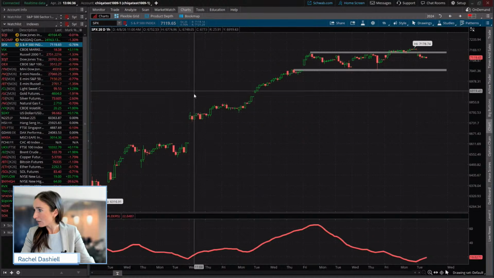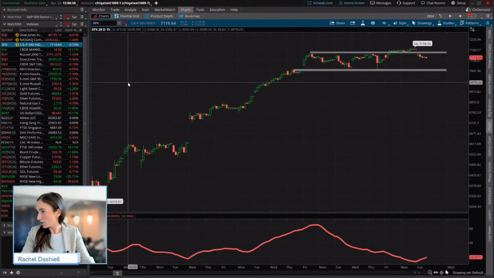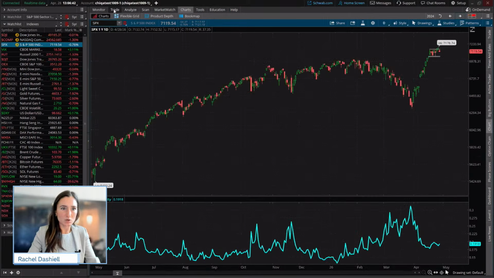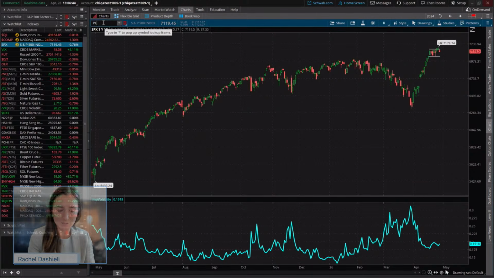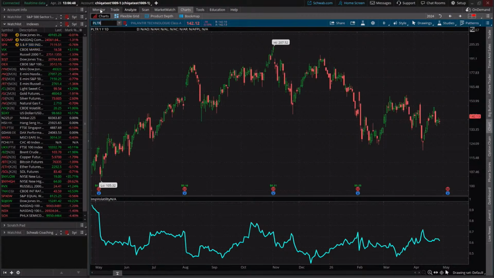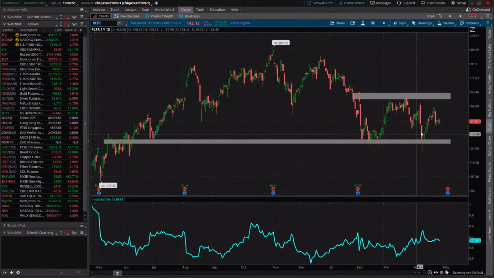So let's take a look at some of our past trades. Okay, so one of our trades that we had on was Palantir. And I'm going to pull this up on the chart here. And we were essentially trading a support bounce off of these lows with a long call option.